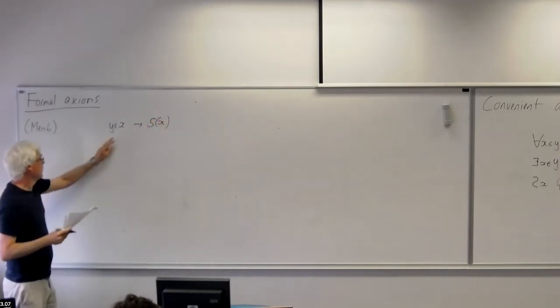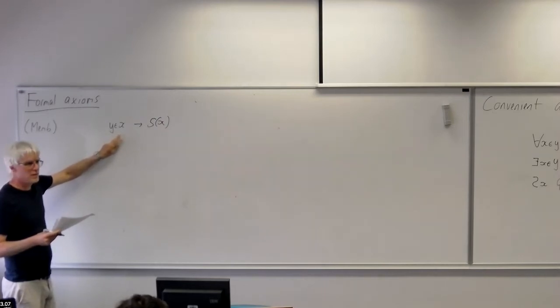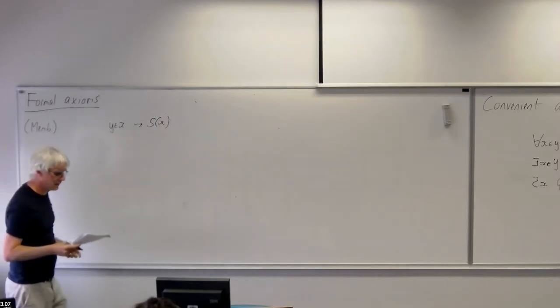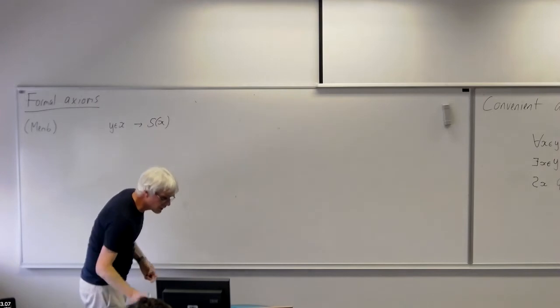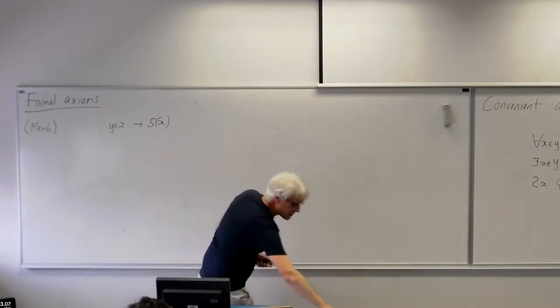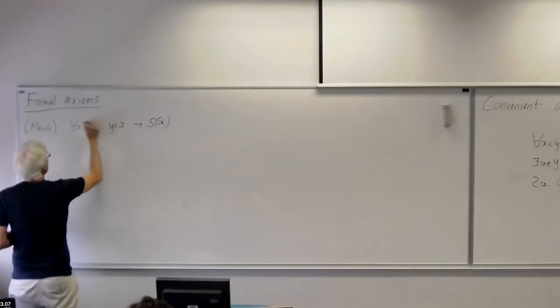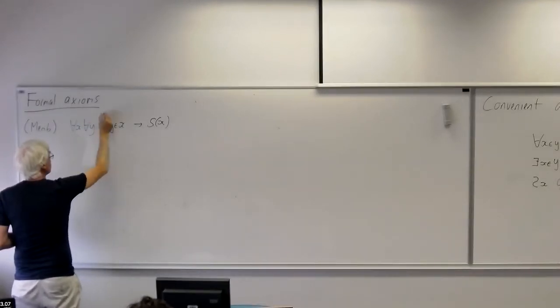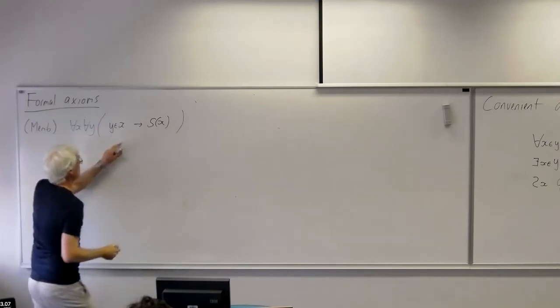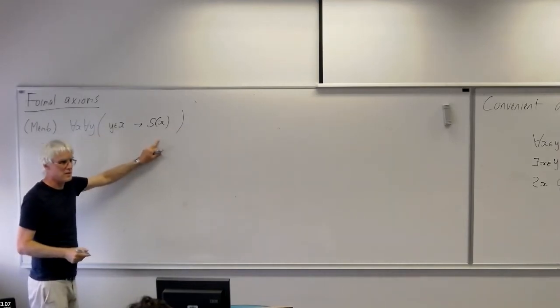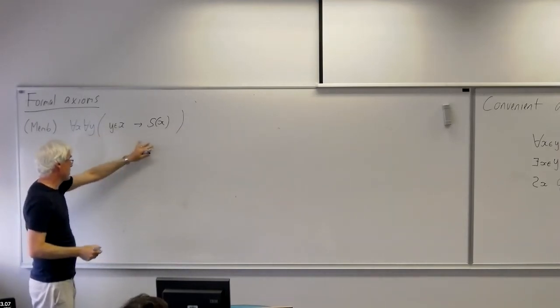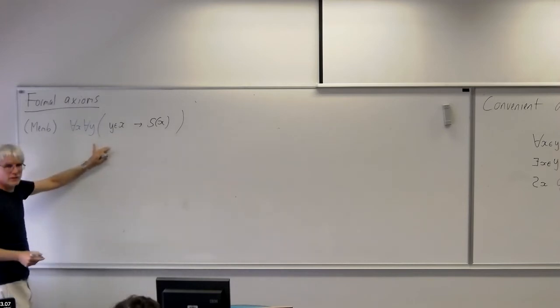So the membership relation is constrained to only refer to sets on the right. When you write this axiom, really we're saying for all X and for all Y in the universe, if Y belongs to X, then X is a set. That's the nicest way of stating the axiom with the universal quantifiers on the front.